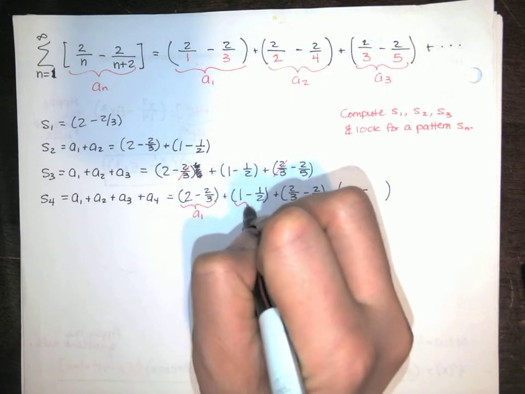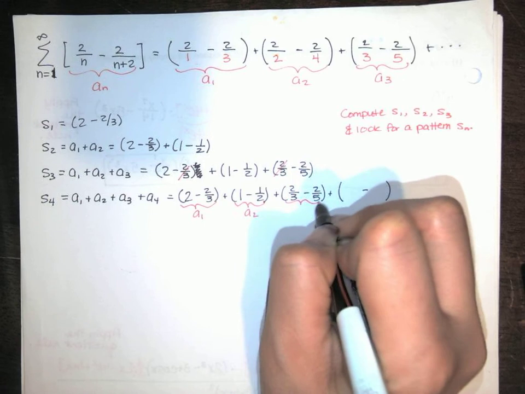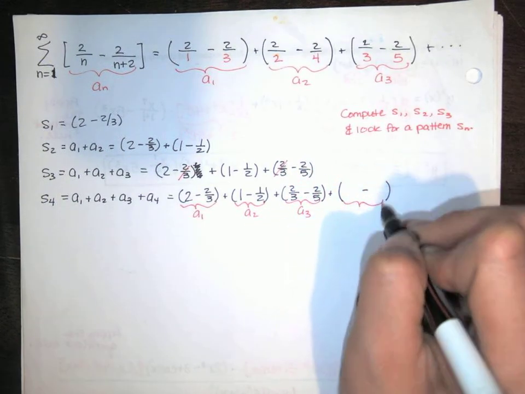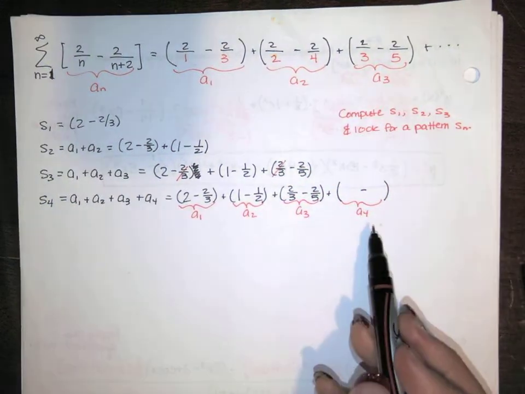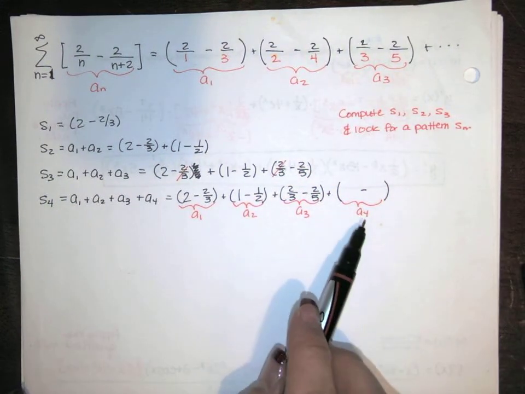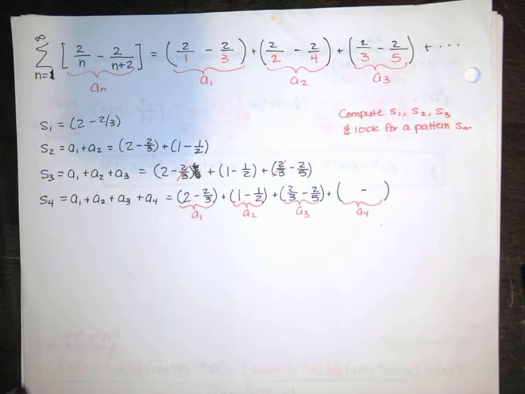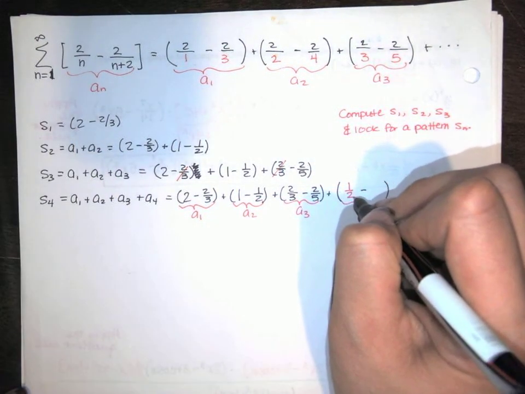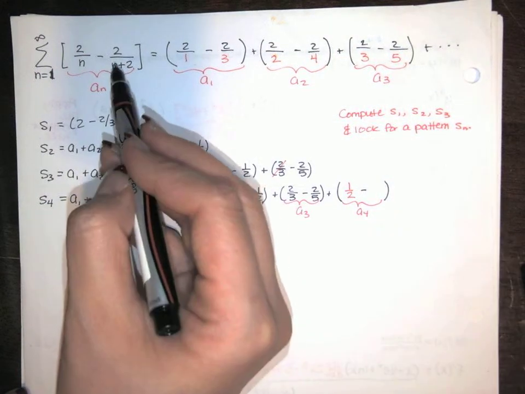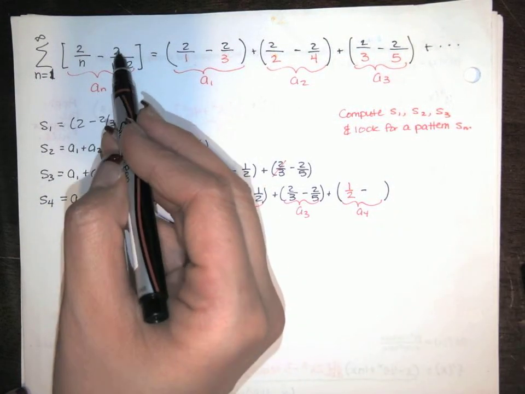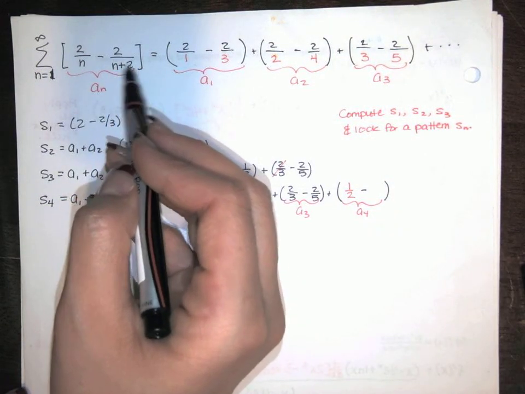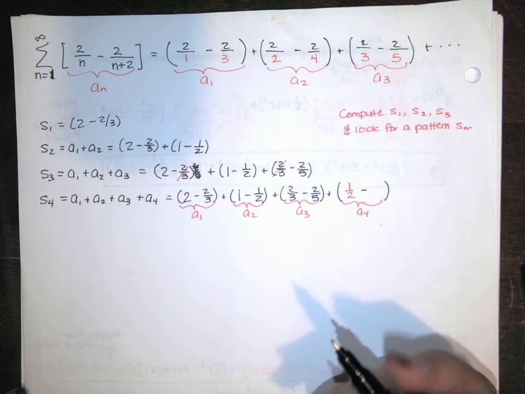So here's A1, here's A sub 2, here's A sub 3, and here's A sub 4. To get A sub 4, I'm replacing the n's with 4's over here. So I get 2 over 4, that's 1/2, minus, if n is 4, I get 2 over 6. 2 over 6 is 1/3.